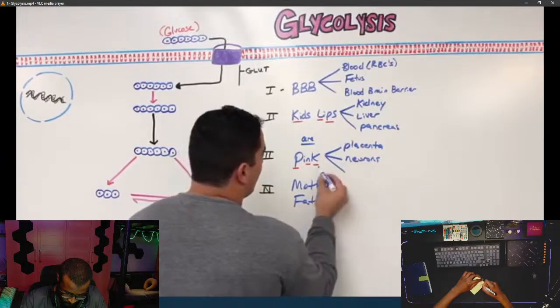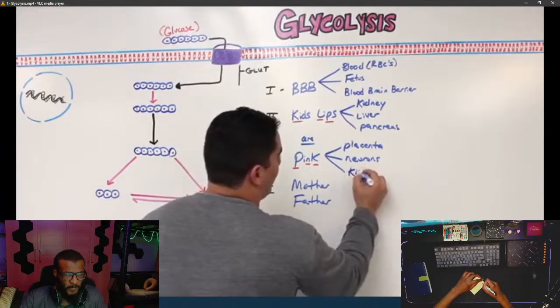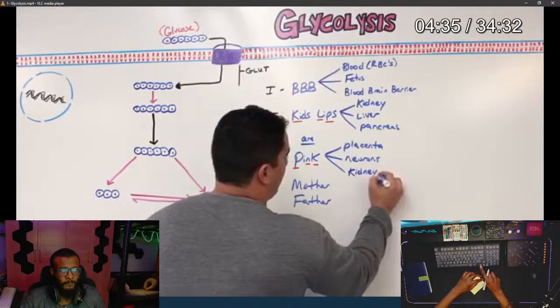Okay, so we bring glucose into the cell through one of these GLUT transporters, depending upon the tissue. Once we bring it in, we have to trap it. You know what I mean?